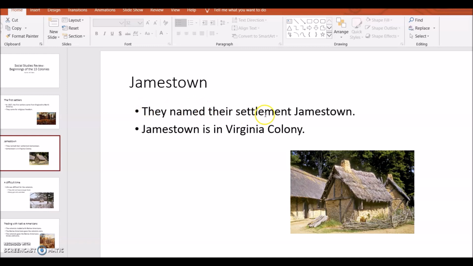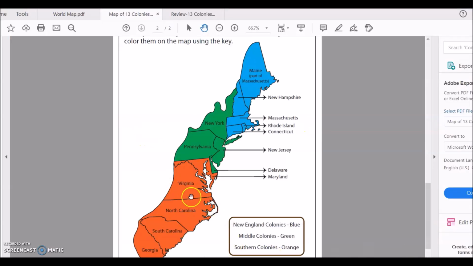They called their first settlement Jamestown. Jamestown. Jamestown is in Virginia. See? Virginia, right there.